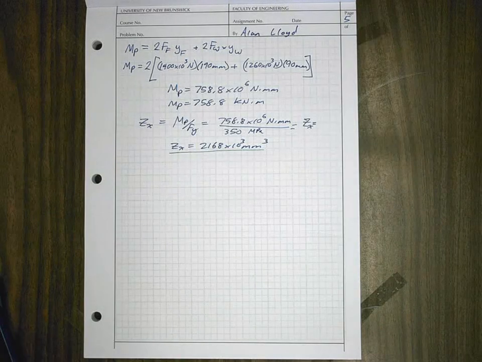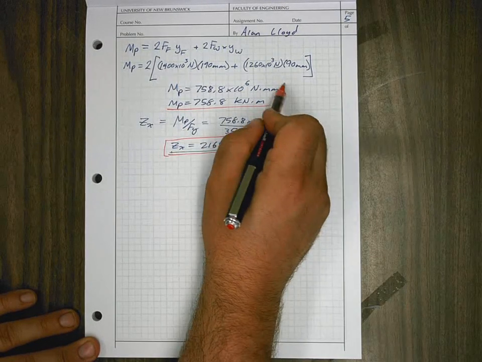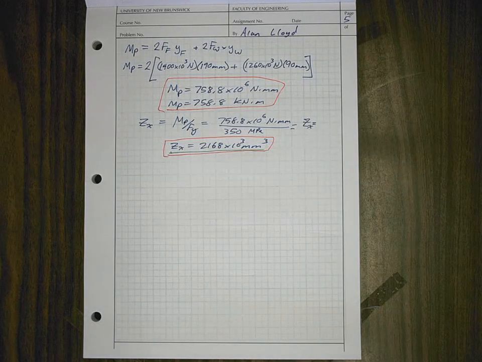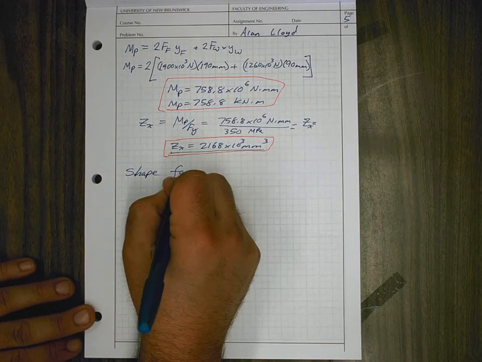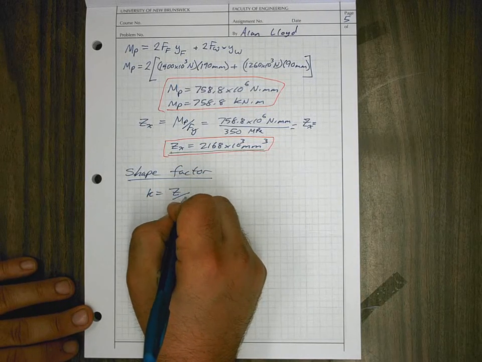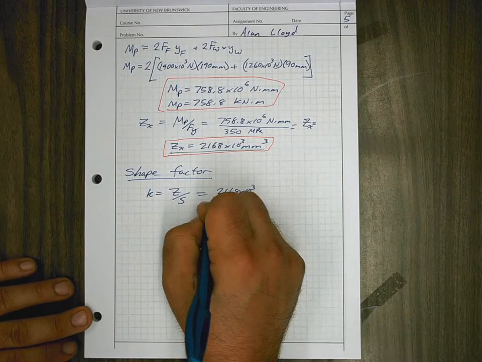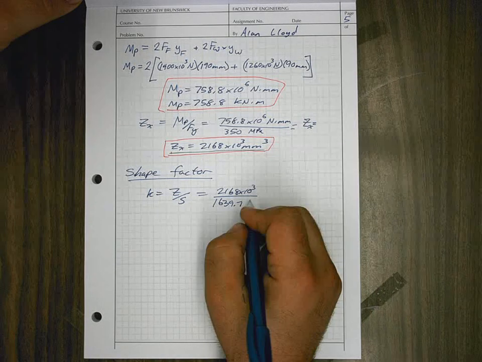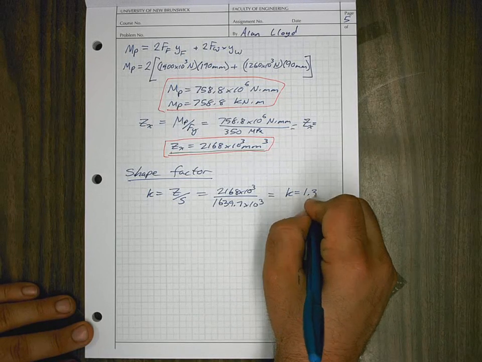Let's put that in red. So we found our elastic moment, our elastic section modulus, our plastic moment, and our plastic section modulus, and all that's left is to compute our shape factor, which compares the two. So shape factor, K is equal to Z over S, and that's equal to 2168 times 10 to the 3 over 1639.7 times 10 to the 3, and that's equal to 1.32.